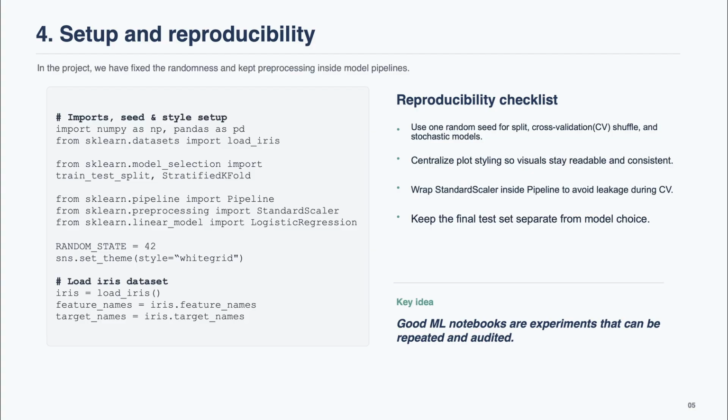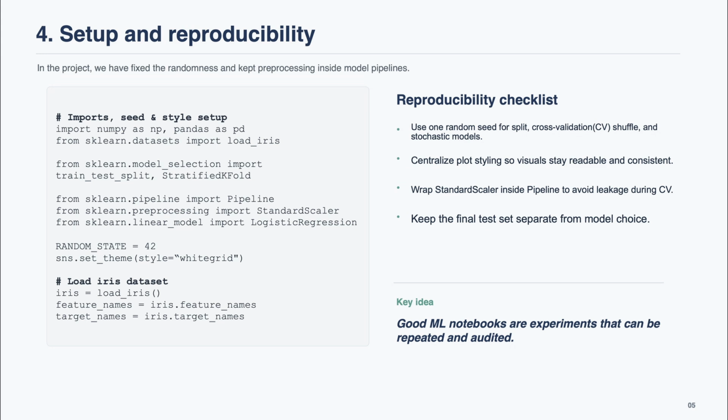Before building any model, we set up the notebook for reproducibility. The project uses standard Python machine learning libraries such as NumPy, Pandas, scikit-learn, and visualization libraries. A fixed random state is used so that train test splits, cross-validation shuffling, and stochastic model behavior can be repeated.